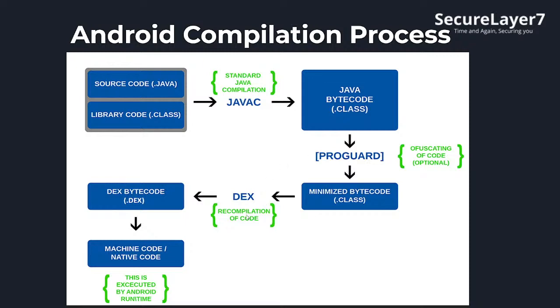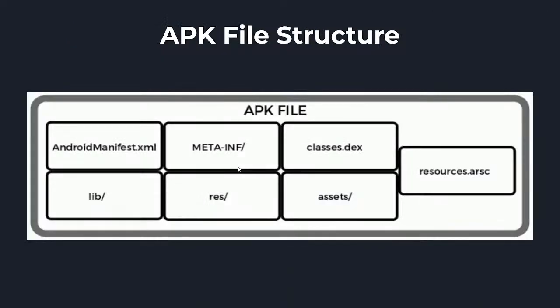The next step is this bytecode is passed through a DEX compiler. DEX is nothing but Dalvik executable. This DEX code is an executable file that is compiled specifically for the Android application. Then the DEX file is passed through the Android packager, and then it gets converted into machine code or native code that we call an APK file. So it's a very basic compilation process. These steps are similar for all Java applications, but these are very specific to Android applications. Let's move to the next slide.